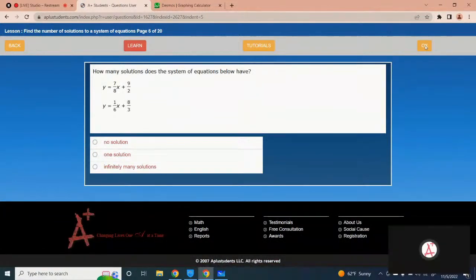Okay, now how many solutions does the system of equations below have? y equals 7 by 8x plus 9 by 2 and y equals 1 by 6x plus 8 by 3. So they have different slopes. Got it? When the slopes are different, that means the system has one solution. Got it?